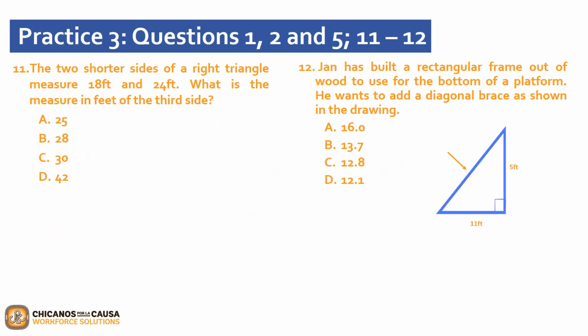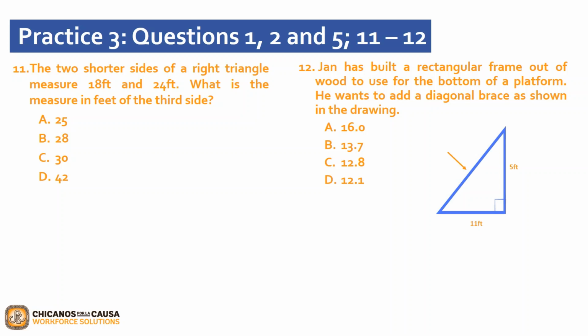Let's now look at question 11. The two shorter sides of a right triangle measure 18 feet and 24 feet. What is the measure in feet of the third side? Well, in this case, they are telling us that it is a right triangle. And in order to find the third side, which is the hypotenuse, we have to go back to our formula.